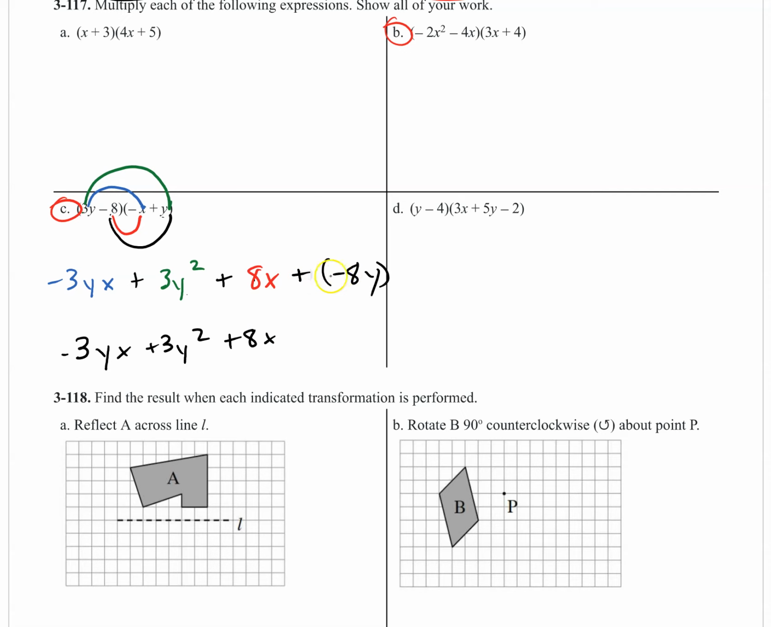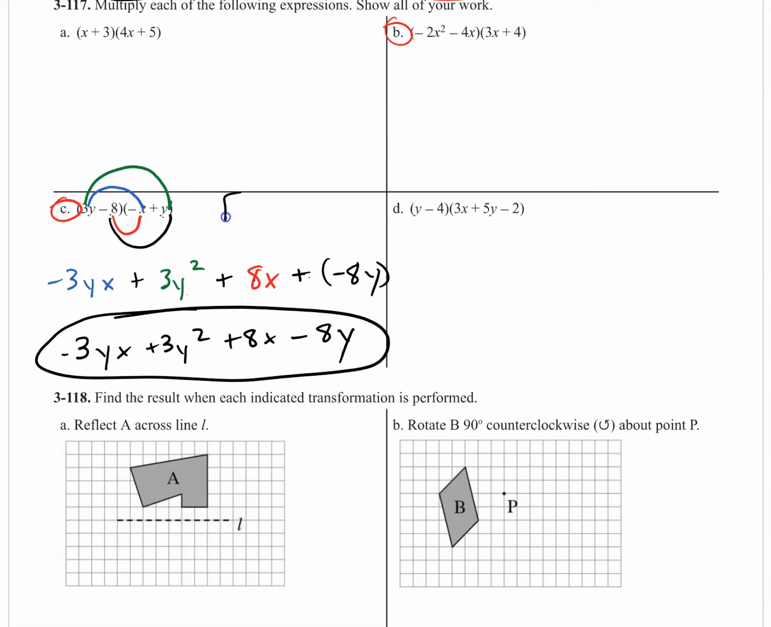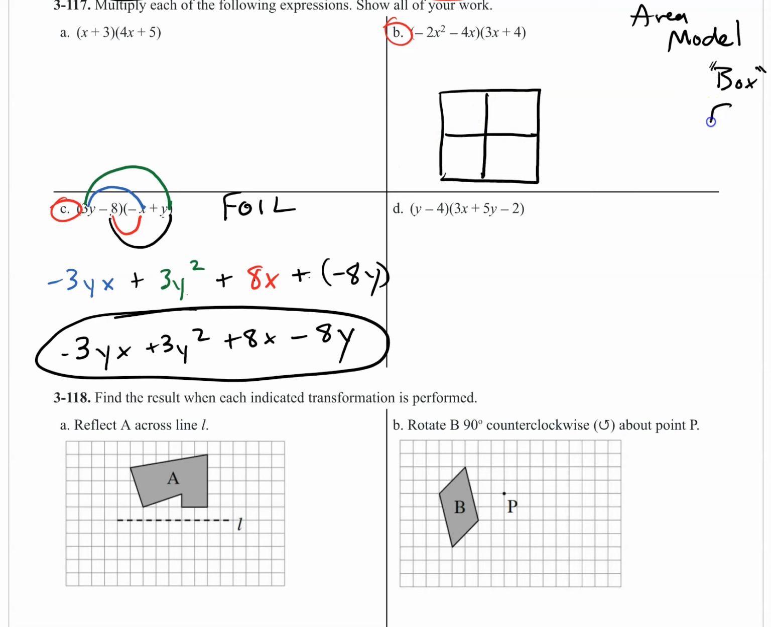I'm going to rewrite this as just minus. When you add a negative number, you can rewrite it with just subtraction. Okay, that was FOIL, but we can also use the area model method. This is also known as the box method. You can also use FOIL on this one too. It's whatever you prefer. I just want to show you both.